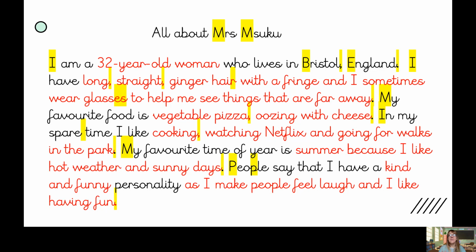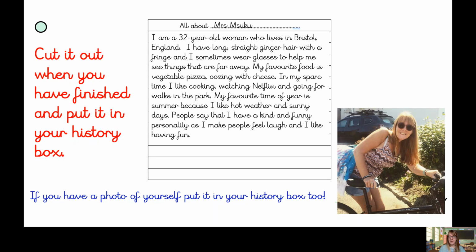So there we have it. There's mine. And like I've said here, if you have a photo of yourself, you can put that in your history box too. So there's a picture of me last summer. I said I like sunny days, so I've put a picture of me in the sunshine, going on a bike ride. And if you've got a photo that you want to put in your history box, that would be super.